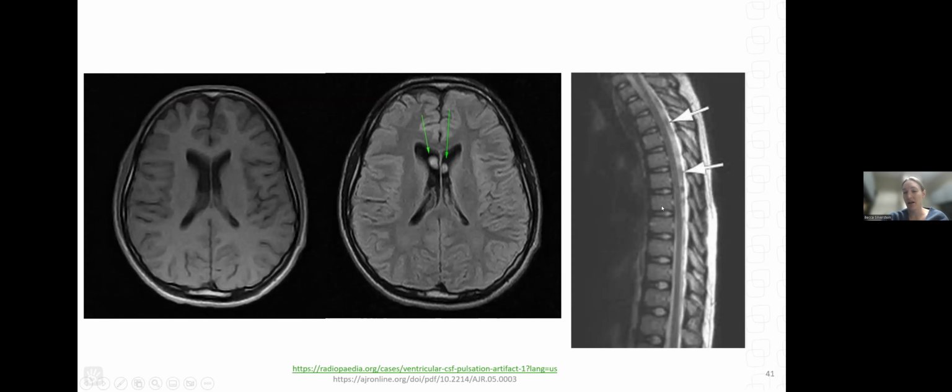It also can be seen in the spinal cord here. On this one, you're seeing these dark spots that the arrows are pointing to, and that again is just CSF flow void. Dr. Kuwabara, I was trying to get some words of wisdom, and he said it's just something you have to know and look out for, so be mindful of that.